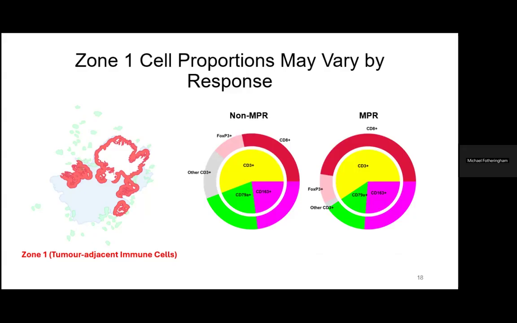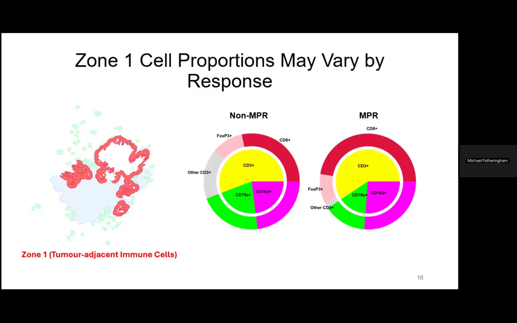Interesting. So looking at density is one metric, looking at cell proportions is another. When we look at the proportion of cells in zone 1, we see that approximately the CD3, CD79A, and CD163 relative proportions, this inner pie chart, it's about equal in response and non-response. The proportions are about even.